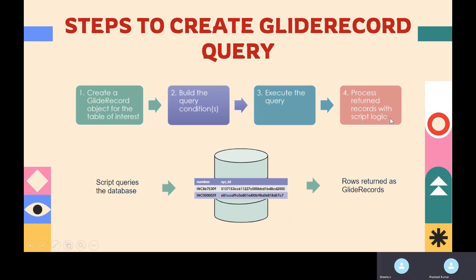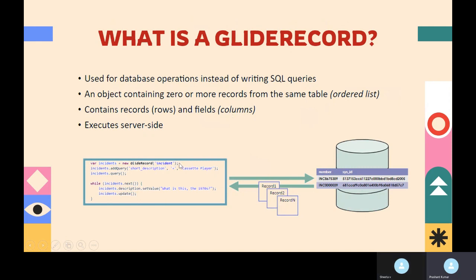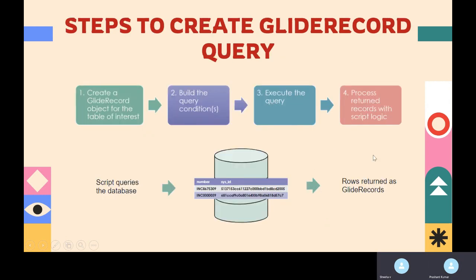Just like here, if you see, in the first step they are creating the GlideRecord. In the second step they have written a condition. The third step is the query, they are doing a query for this table. And the fourth step is executing the script, whatever we want to execute as per the requirements. So all four steps are added in this script: one, two, three, and four. These are the steps which were written.